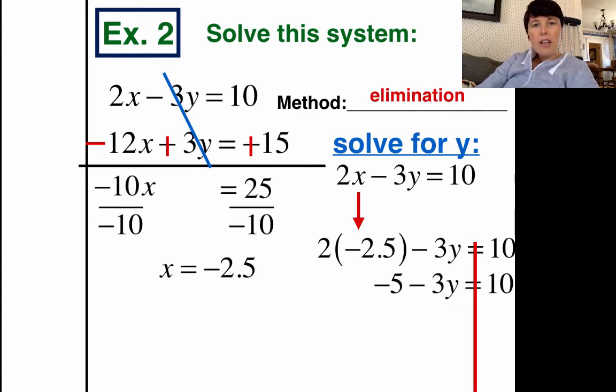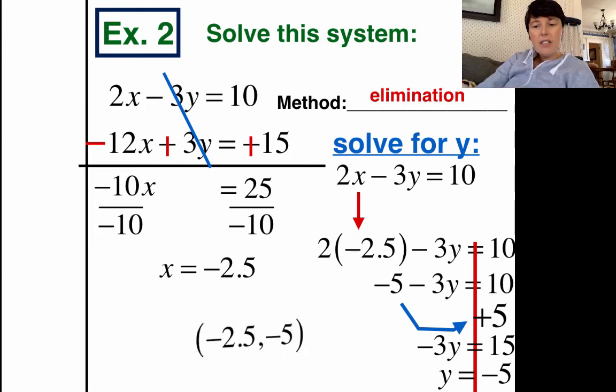Quick line down the middle. Let's add the 5 over, make it 10 plus 5 is 15. We have negative 3y equals 15. We'll divide that negative 3 away, and we'll get negative 5 for our answer. So we've got a point of intersect on the graph at negative 2.5 and negative 5.